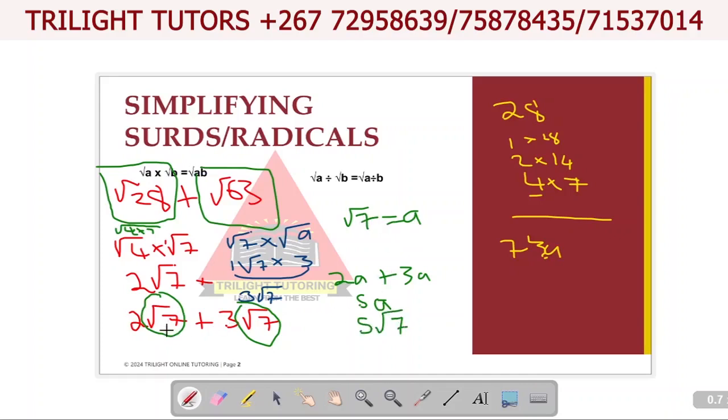That is what is happening here. So we're going to say 2 plus 3, and then we have 5 root 7. That's how we do it.